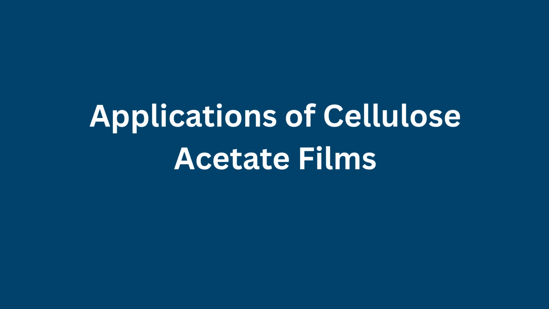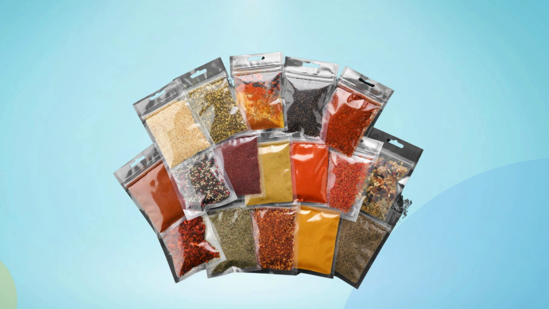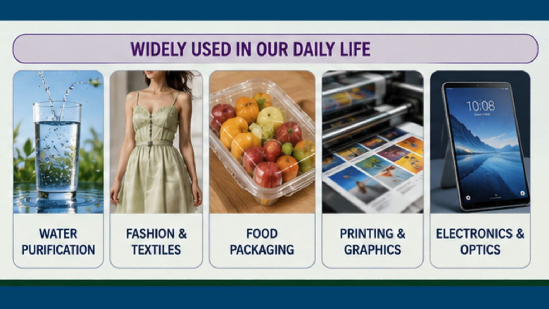Applications of cellulose acetate films. Cellulose acetate films combine optical clarity, flexibility, heat sealability, printability, and dimensional stability, making them indispensable in numerous industries. In packaging, cellulose acetate films are employed for food wrapping, blister packaging, labels, window films, and biodegradable packaging materials. Their transparency and oxygen barrier properties improve product visibility while extending shelf life.